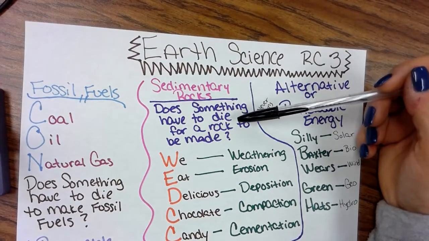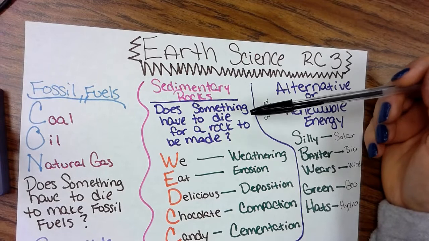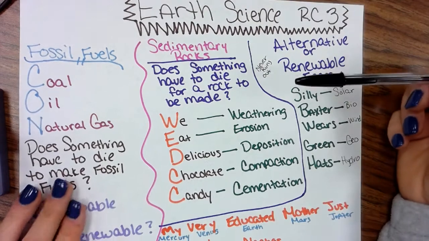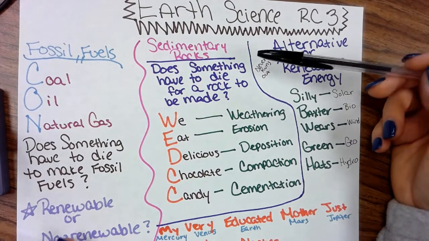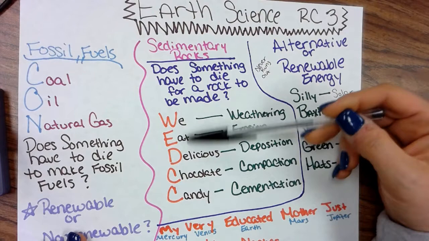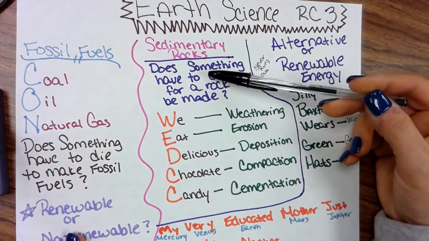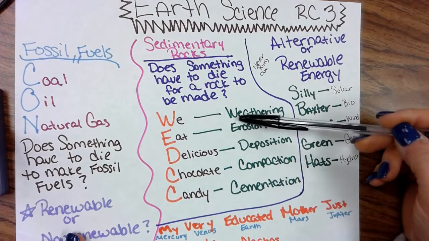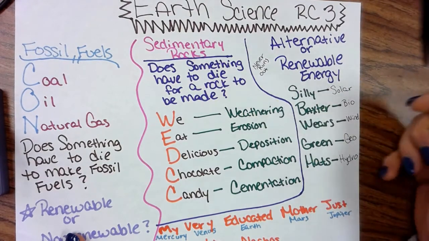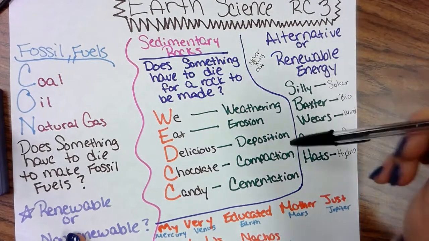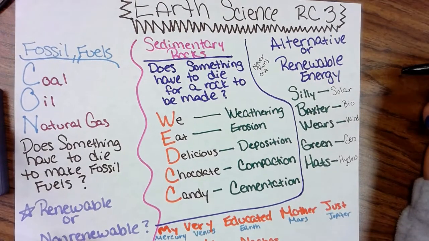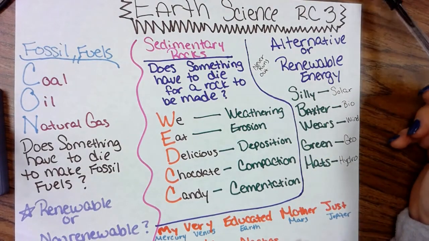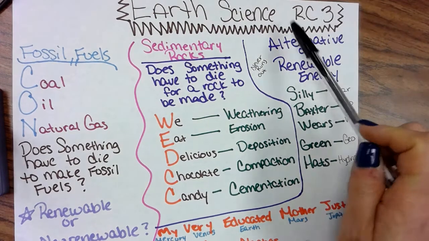Does something have to die for a rock to be made? Does something have to die to turn into a rock? No. But if you do want to make a rock, you just need a little bit of lead CC. Okay. We eat delicious chocolate candy. If you want to make a rock, you're going to need an old rock. Okay. And then first you're going to have to weather it. And when you weather it, you just need to chip at it with either wind, water, ice, something. You got to just break that rock away all the time. And then you're going to erode it. So then you're not just going to break it off, but then where are you going to get it from here to here?